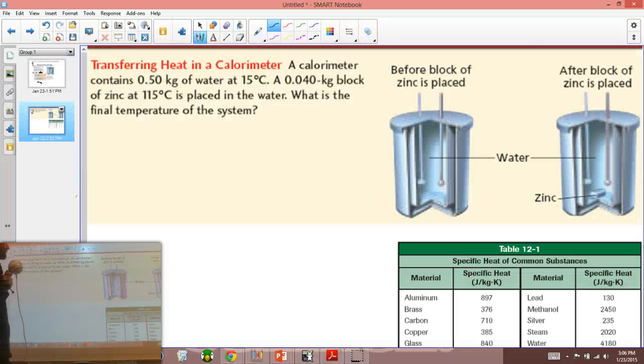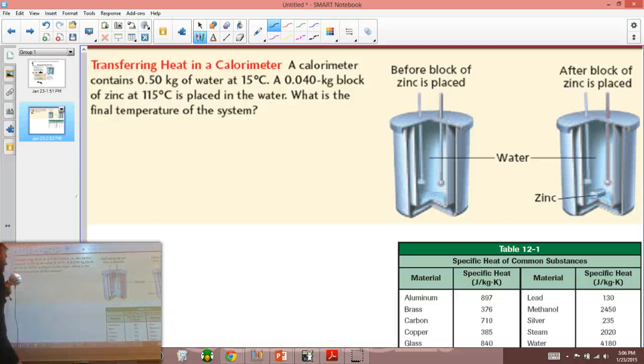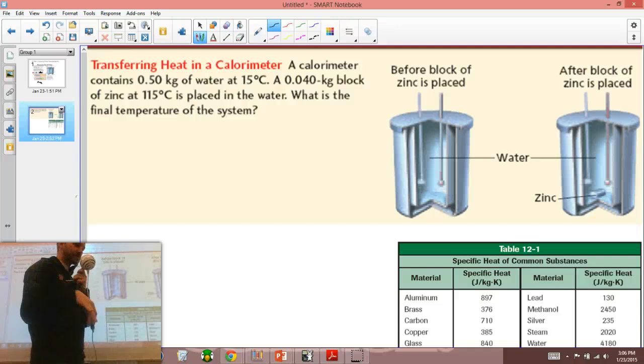Here's our first example. A calorimeter contains half a kilogram of water at 15 degrees Celsius. So that's pretty cold water. And you're taking a really small block of zinc that's really hot, and you're putting it in the water. What is the final temperature of the system?